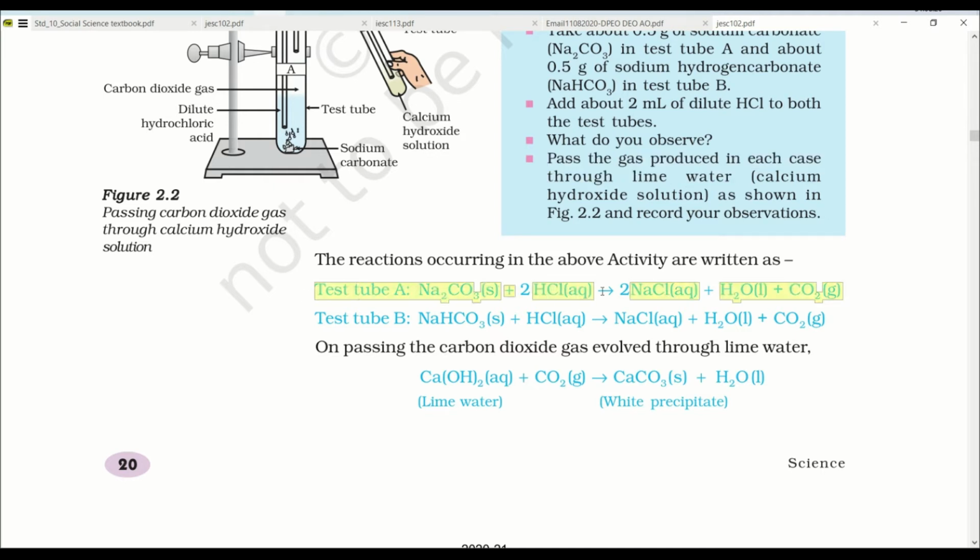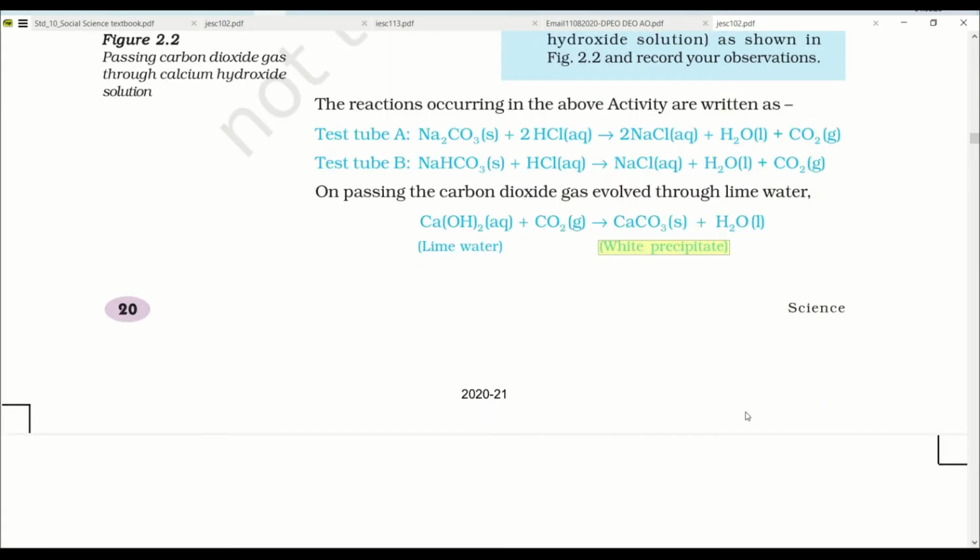In test tube A, sodium carbonate reacts with HCl, which gives sodium chloride, water and carbon dioxide. So when acids react with carbonate or hydrogen carbonate, it evolves carbon dioxide gas. The milky solution shows the presence of carbon dioxide.